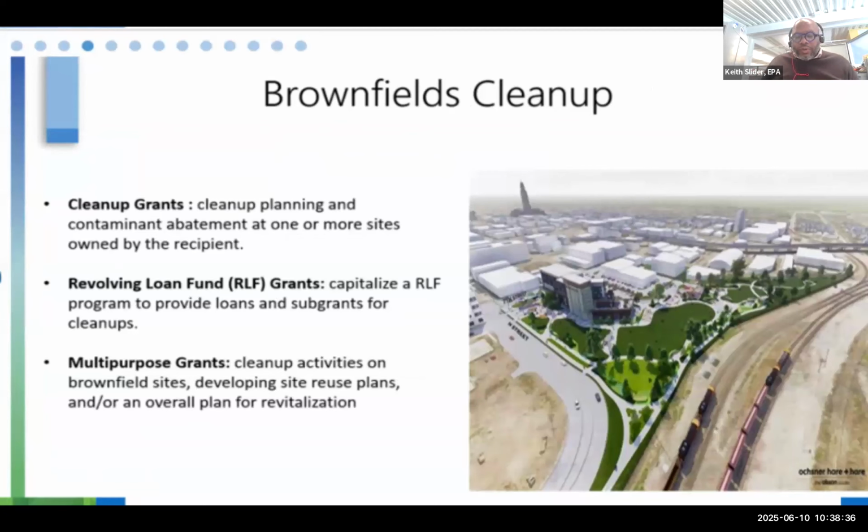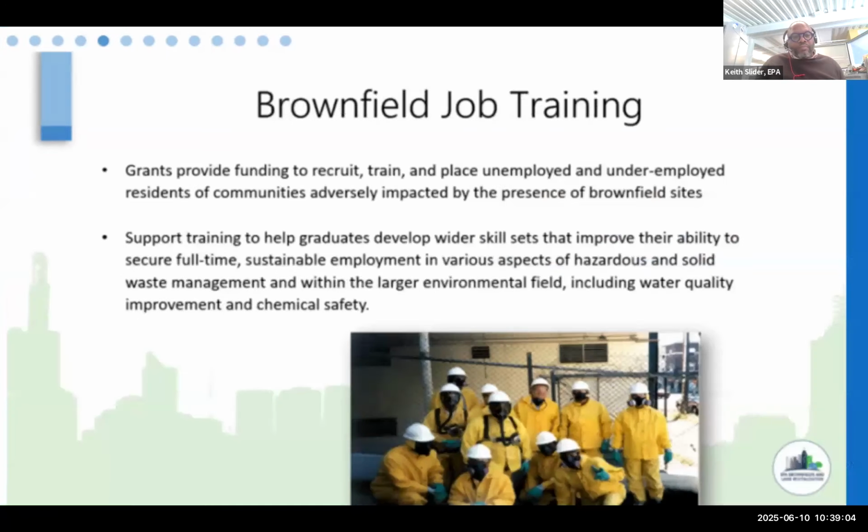Our cleanup efforts generally include competitive cleanup grants, revolving loan fund grants, and multi-purpose assessment grants, which is a good mixture of assessments and cleanup grants. Again, these grants are extremely competitive, so we always encourage our participants to prepare thoroughly, prepare early, and bring your A game. Next slide, please.